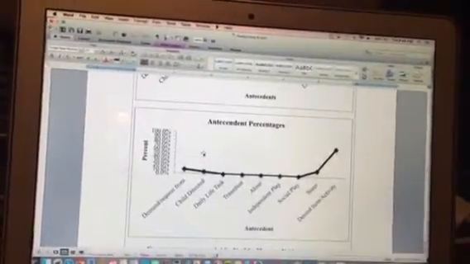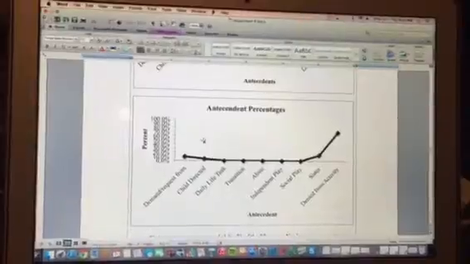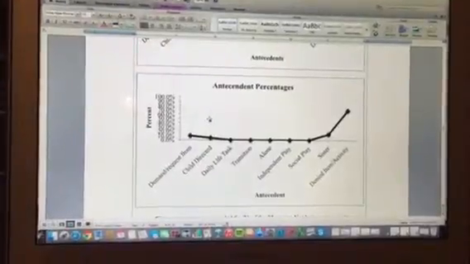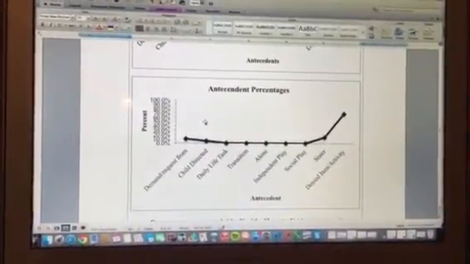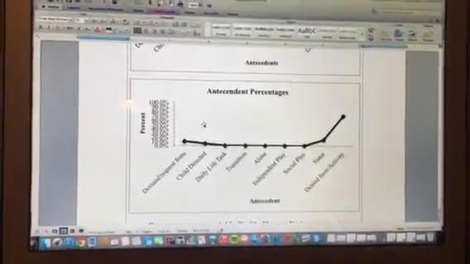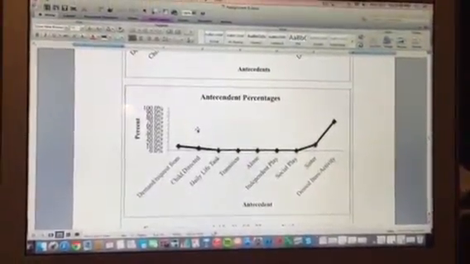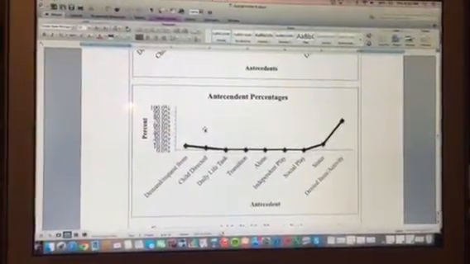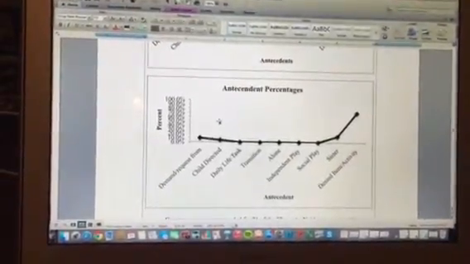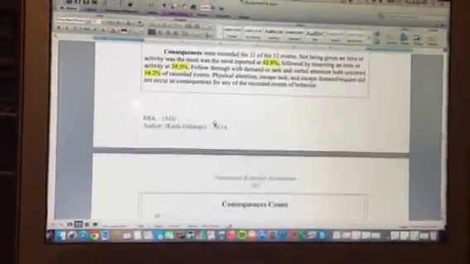And then this graph shows the percentages. Out of those 21 occurrences, what percentage of the time did this particular antecedent come before the behavior? For denied an item or activity, it was around 70%. The next highest is a demand or request from an adult, at right around 10%, and the presence of the sister is right around 10% as well. But you can see that the most common antecedent was being denied an activity or item.